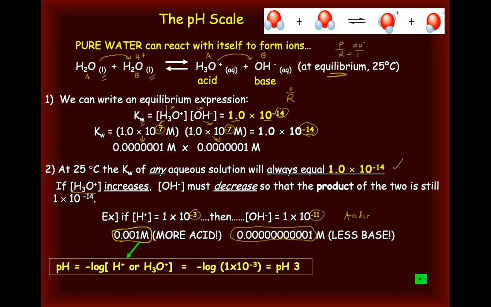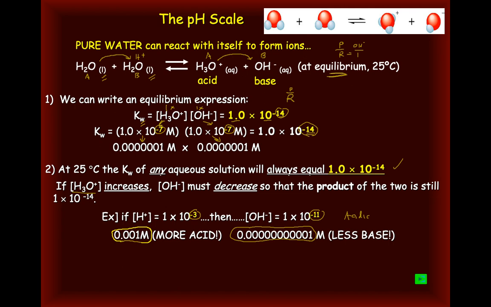So it's very cumbersome to use these numbers. As you can see, these very tiny numbers with such small amounts, with a lot of zeros, are cumbersome to use when talking about whether a solution is acidic or basic. So simply what we're going to do is use a little mathematical thing called a log.